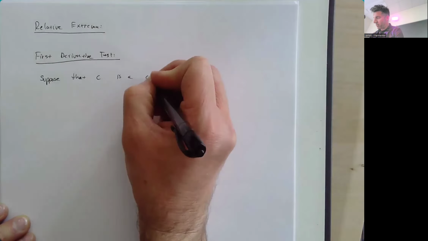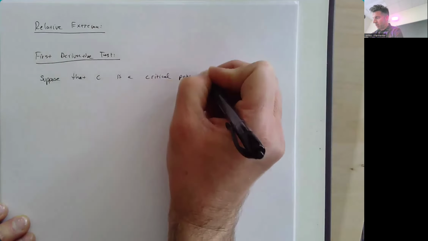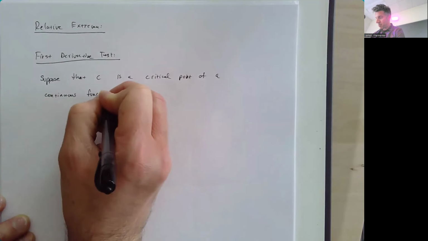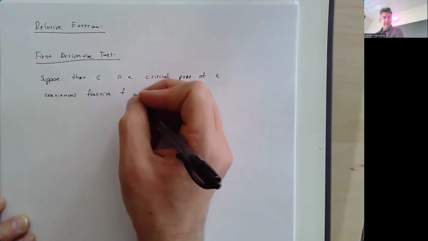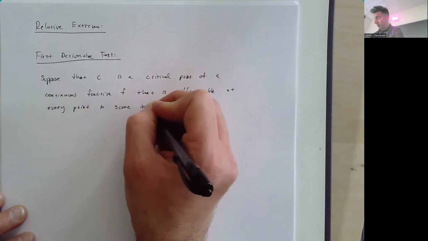So here's what the first derivative test says for local extrema. Suppose that C is a critical point of a continuous function f that is differentiable at every point in some interval containing C, except for maybe at C itself.